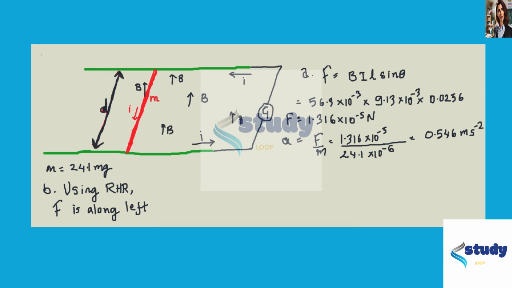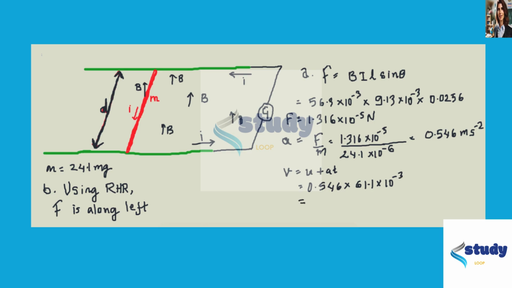Alright, now what else do we need? We need the velocity at which it is moving. So velocity v, using the equation of motion, v is equal to u plus a t, where initial velocity u is 0, and acceleration and time are given. So 0.546 is the acceleration that we just found, and the time is 61.1 milliseconds, so 61.1 into 10 to the power minus 3 seconds, right?